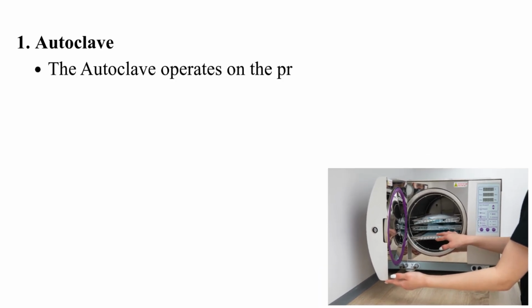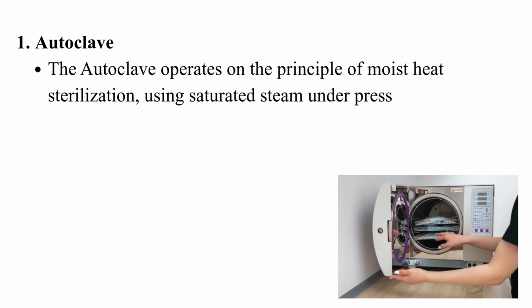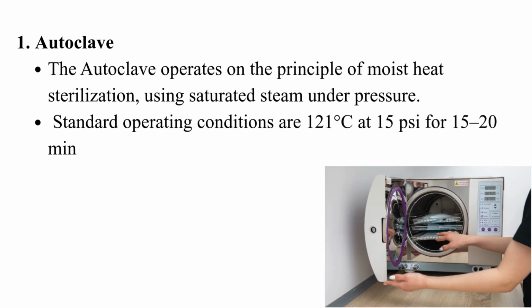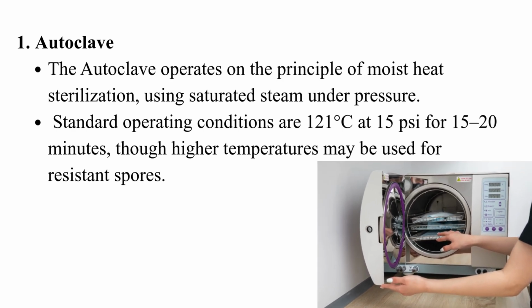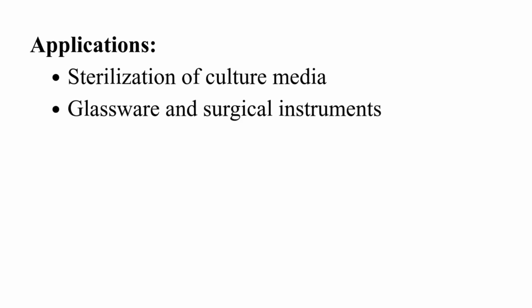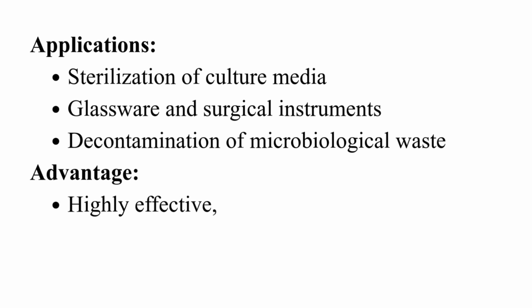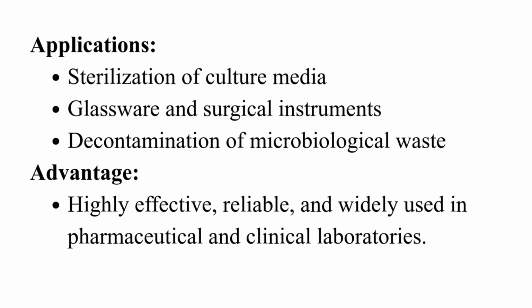Autoclave. The autoclave operates on the principle of moist heat sterilization, using saturated steam under pressure. Standard operating conditions are 121 degrees Celsius at 15 psi for 15 to 20 minutes, though higher temperatures may be used for resistant spores. Applications: sterilization of culture media, glassware, and surgical instruments, and decontamination of microbiological waste. Advantage: highly effective, reliable, and widely used in pharmaceutical and clinical laboratories.